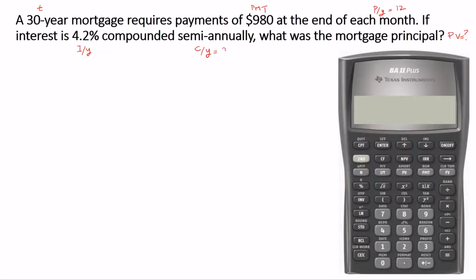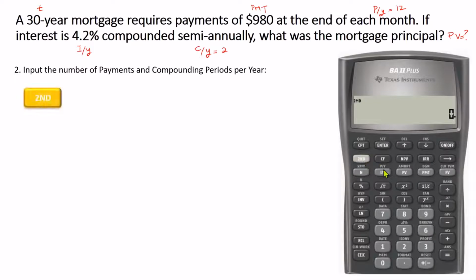So before entering the values, we need to clear the TVM worksheet. So we need to press second and FV to clear TVM. Now let's enter the number of payments per year and number of compounding periods per year. In order to do that, we need to go to the PY CY worksheet by pressing second and then press I.